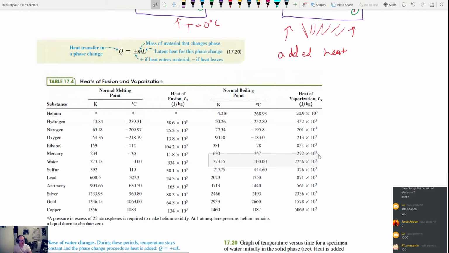Once you want to go from liquid water into steam, you need even more energy. In order to convert a kilogram of water into steam, you need to input 2,256, so about 2.2 million joules into the water to get it to convert to steam, which again sounds like a huge number. It's really not that much energy.